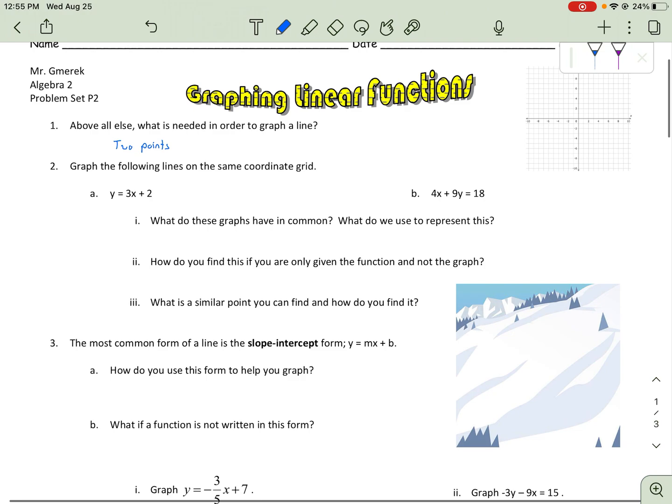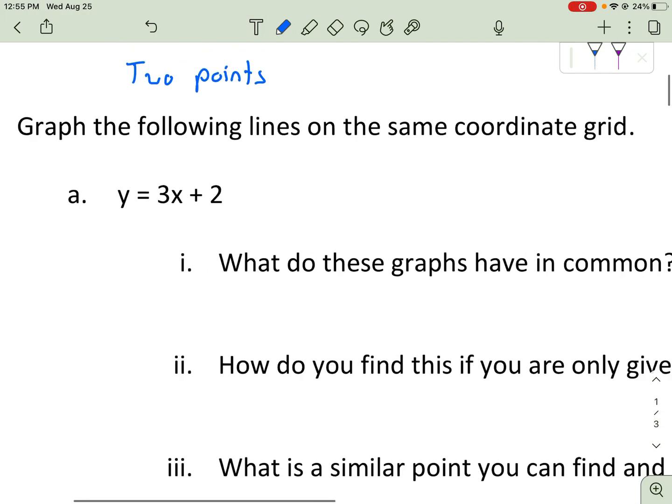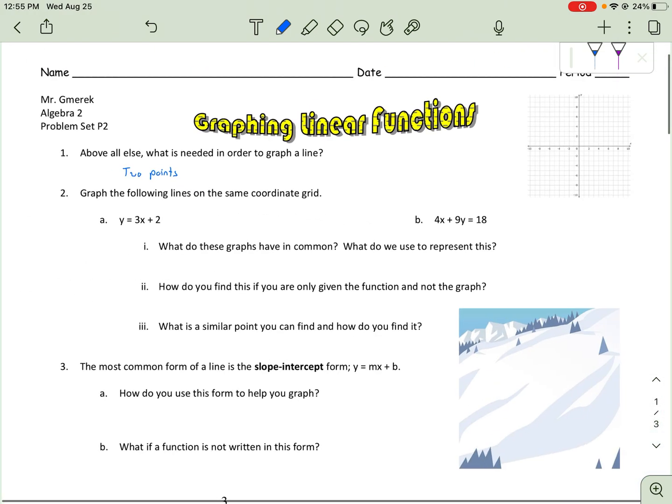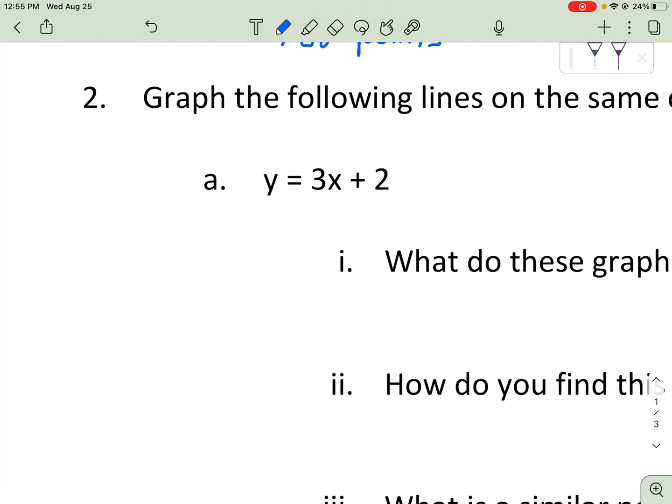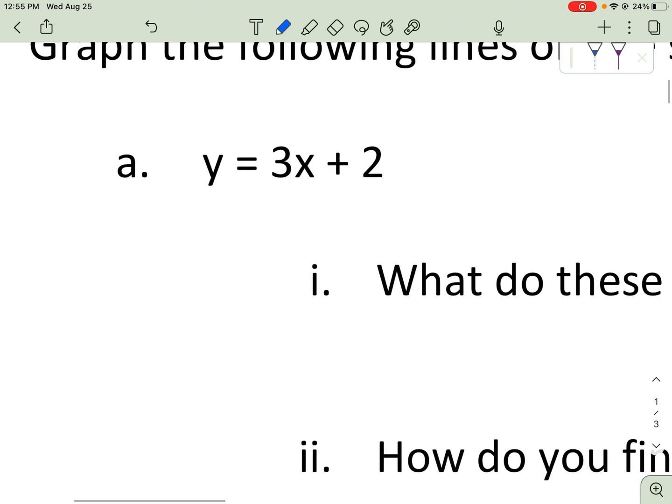Okay, we're going to graph y equals 3x plus 2 on the same coordinate grid as this graph as well. And I'm going to graph them in 2 different ways to illustrate 2 different ways to graph. One way, you should recognize this as being y equals mx plus b. So our slope is 3, and our y-intercept is 0, 2. So 0, 2 is the y-intercept, so that's a point on the graph. And then 3, or 3 over 1, is our slope.